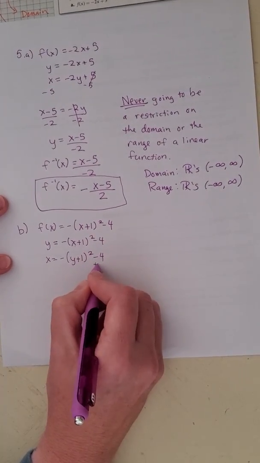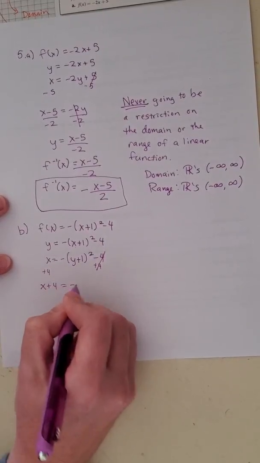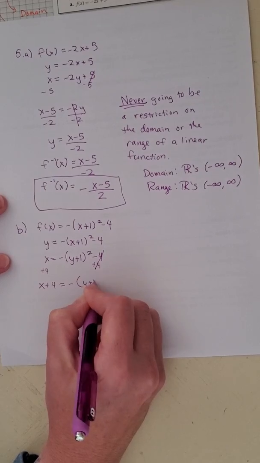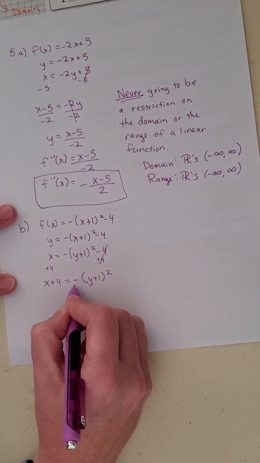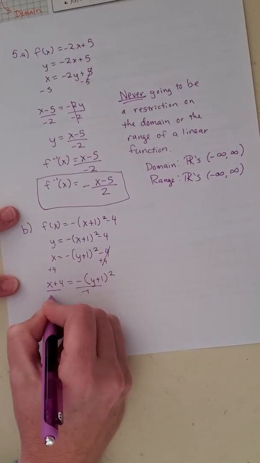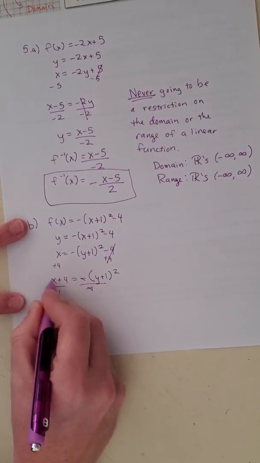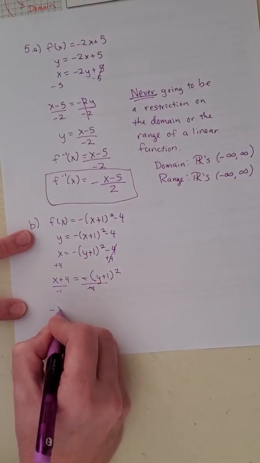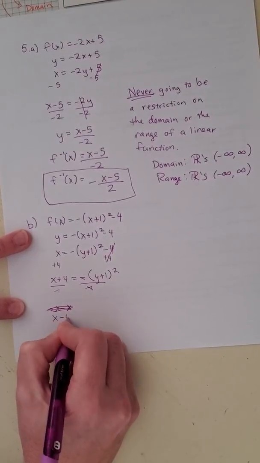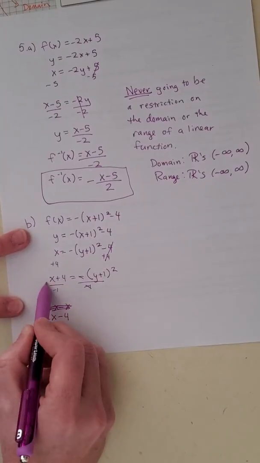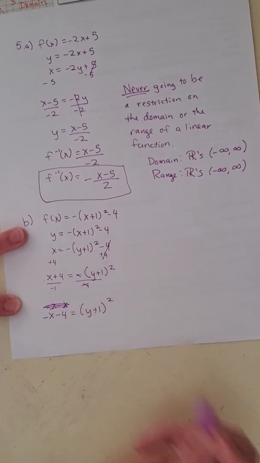To solve, I would want to add my 4 first. I get x plus 4 equals negative y plus 1 squared. I'd also want to get rid of this multiplication by negative 1. So to do that, I'll divide by negative 1 on both sides. When I divide this whole side by a negative, both signs will change. This would be negative x minus 4, right? Both signs will switch, equals y plus 1 squared.